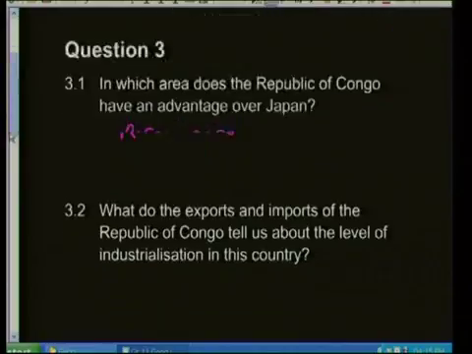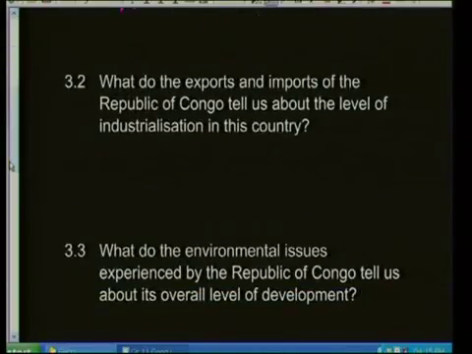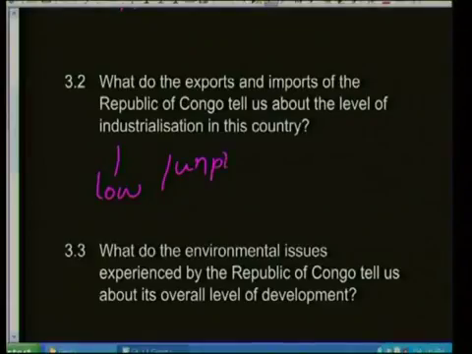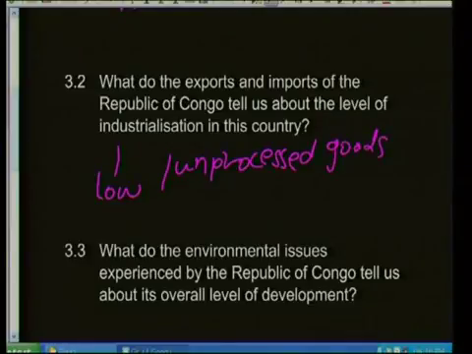So if we go back to the question, it says, what do the exports and imports of the Republic of Congo tell us about the level of industrialization? It tells us that the level of industrialization is extremely low. The reason it's extremely low is because they are exporting unprocessed goods. So that's the key word here. Unprocessed goods, and therefore they get a low income for those goods.